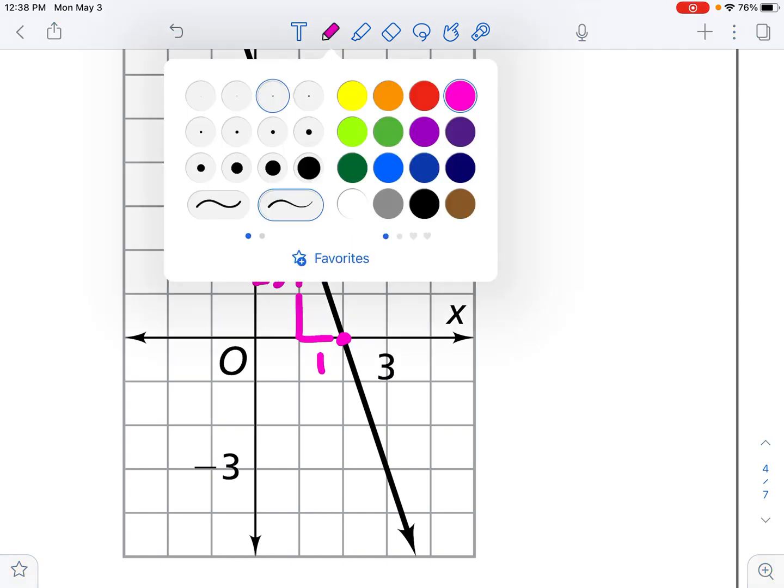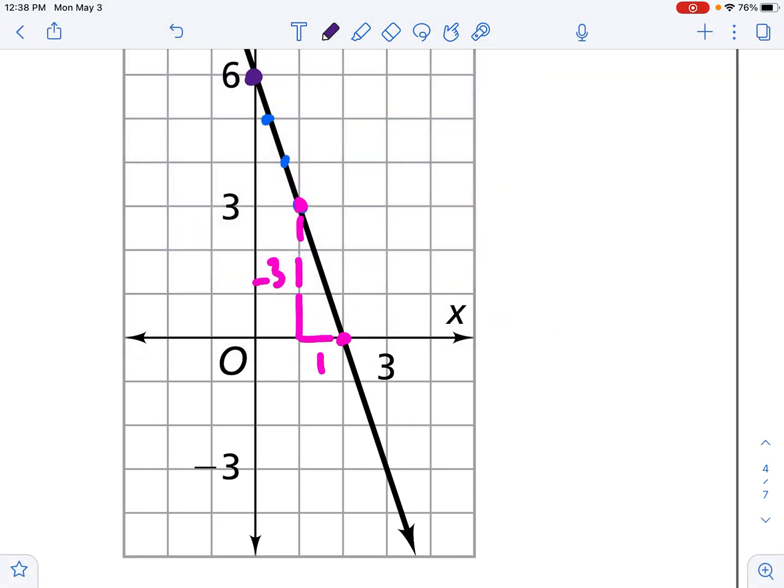All right, and if I pick a couple of different dots, like this dot up here and this dot way down here, 1, 2, 3, 4, 5, 6, 7, 8, 9, that drops 9 and goes forward 1, 2, positive 3.